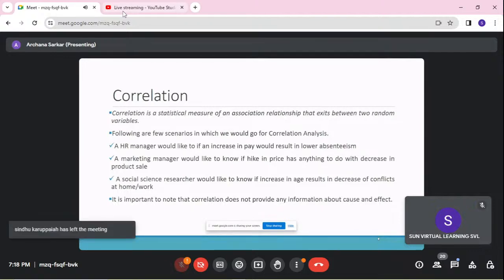between these two variables. It is important to note that correlation does not provide any information about cause and effect. Through correlation, we cannot know the cause and effect relationship. Now, what is a cause and effect relationship?